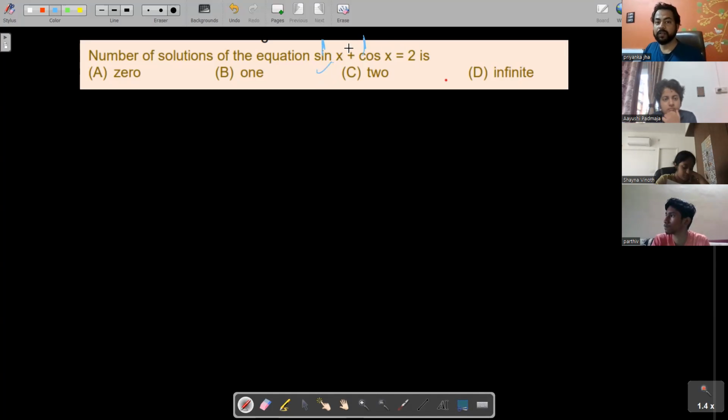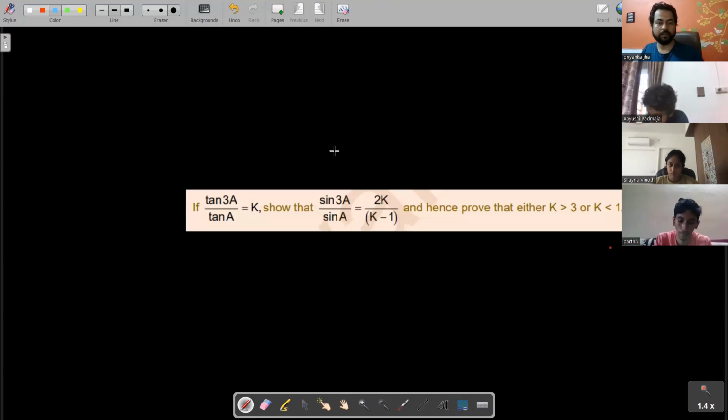Whenever sine becomes 1, cos becomes 0, or cos becomes 1, sine becomes 0. So this is never possible. So the number of solutions is 0. Understood? Good. Very good, Simon. This one.